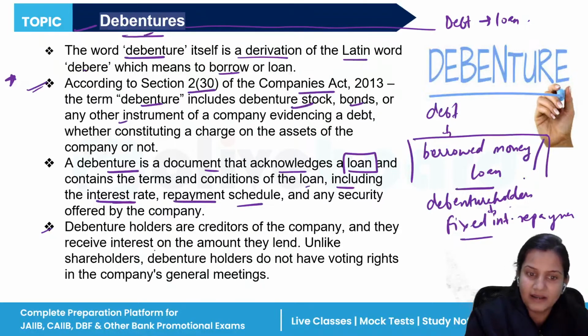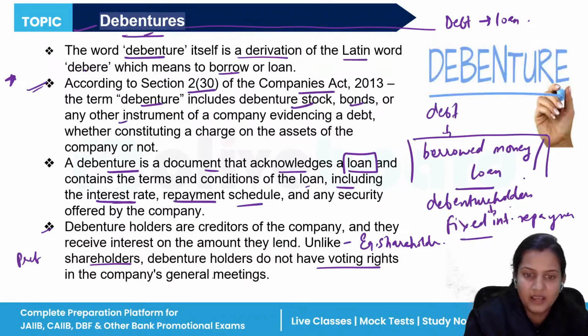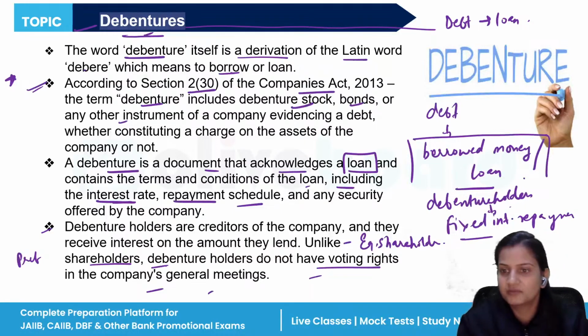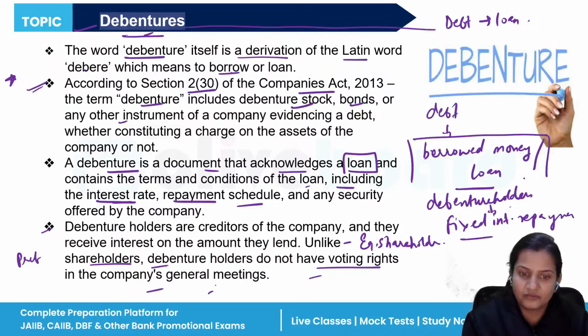And likewise, debenture holders also don't get voting rights, unlike equity shareholders. Equity shareholders get a voting right to participate in the company's matters, whereas debenture holders do not have any kind of voting right to participate in any internal affairs of the company, that is, the general meeting.